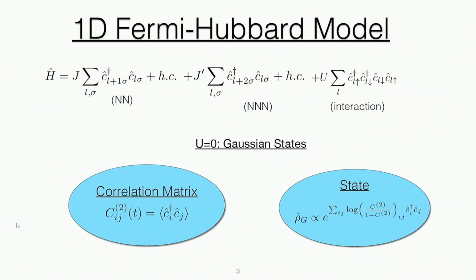So the setting will be a 1D Fermi-Hubbard model with interaction strength controlled by U. For the rest of this talk, we'll consider U to be very small compared to the timescales considered. But first, let's consider U equals 0. In this case, the dynamics are described by Gaussian states, which are completely characterized by their two-point correlation function. In fact, I can explicitly write out a Gaussian state in terms of its two-point function.